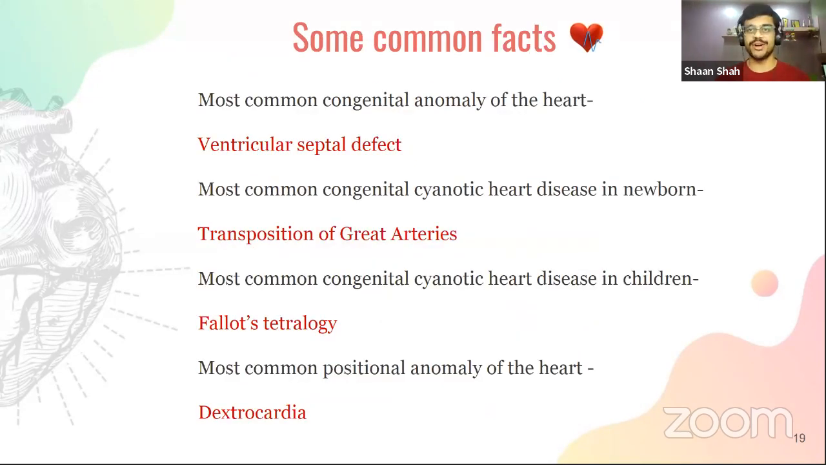So here are some common facts that will help you. The most common congenital anomaly of the heart is the VSD. The most common congenital cyanotic heart disease in newborns is transposition of great arteries, while the most common congenital cyanotic CHD in children is tetralogy of Fallot, and the most common positional anomaly is dextrocardia. Now, having learned briefly about all the CHDs, let's get into the minute details.